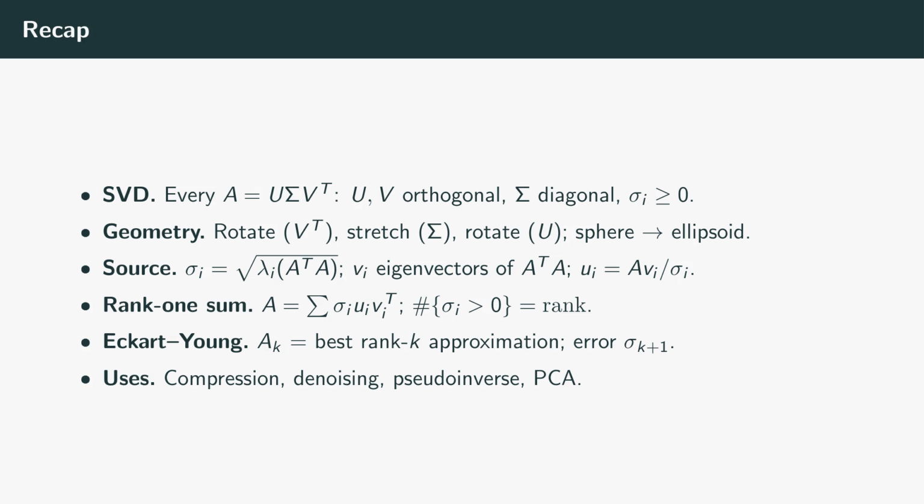The decomposition is a sum of rank 1 layers ordered by importance, and the count of non-zero singular values is the rank. The Eckart-Young theorem says truncating to the top k layers gives the best possible rank k approximation, with error equal to the first singular value you dropped, which is why the SVD compresses, denoises, and reveals structure. Next episode is the series finale. We aim the SVD at real data, center it, and arrive at principal component analysis, and we close the whole course.